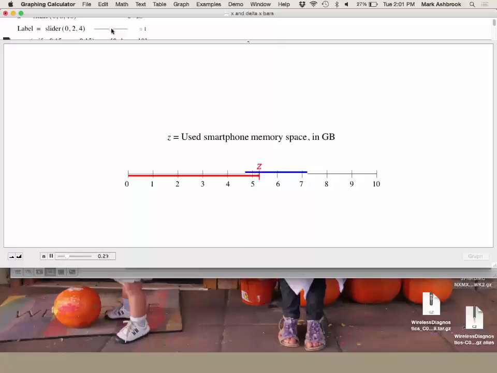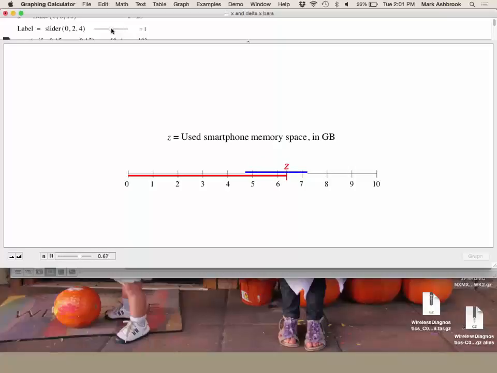Okay, what about the blue bar? What might it be showing? The amount of space still free. Okay? Is it the amount of space still free now? What about now? Yeah.